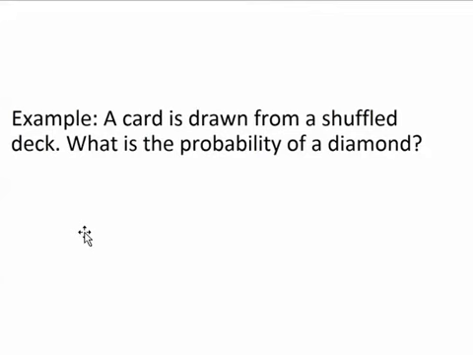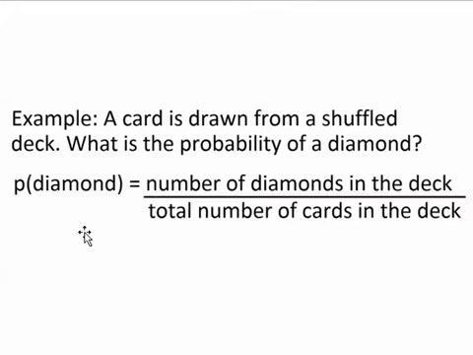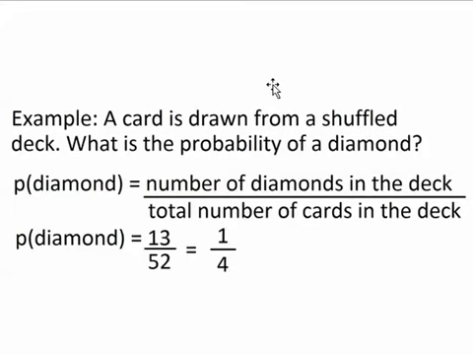Now here's another example. If a card is drawn from a shuffled deck, what's the probability of a diamond? Well, there are, I believe, 13 diamonds out of 52 cards, which means that the answer is 13 over 52, which reduces to 1/4. And if you divide 1 by 4, you get an answer of 0.25.